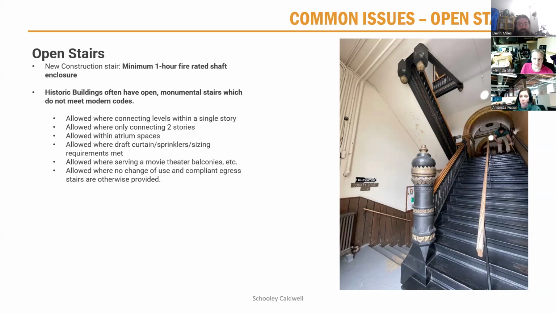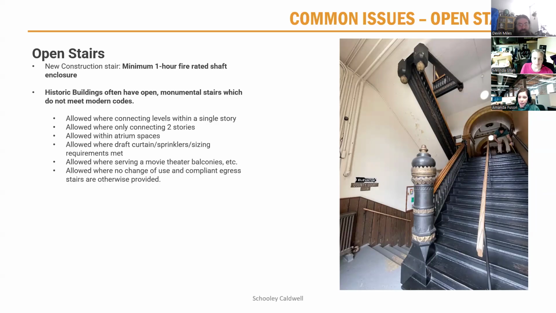So when are you allowed to have them? Well, in new construction, they're allowed whenever they're within a single story or only connect 2 stories. They're allowed within atrium spaces, and they're allowed in, say, a movie theater balcony that's connecting to a movie theater. Those are just a few examples. And in adaptive reuse, which is what we're talking about on existing buildings, they are allowed when there's no change of use within the building, and if there's another compliant stair otherwise provided.